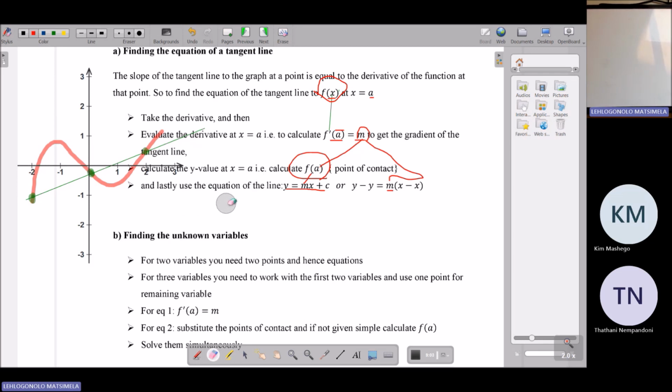And lastly, we use the equation y = mx + c at the point of contact, which is now the a value, which is the x value, and the y value, which is the one that you have found. Now we have the point x and y on this point of contact, and the gradient is found, which is a certain value, and then we substitute x on its part and we substitute y on its part. You look for the value of c, and then you get your equation of the tangent at the point of contact to the graph. Are we clear on that one?